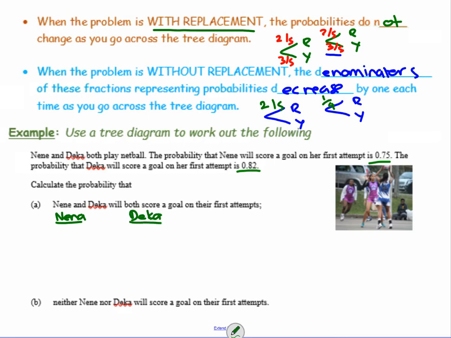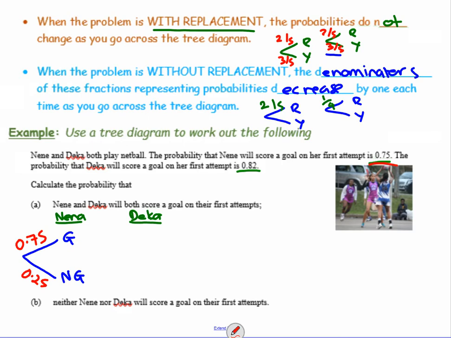So first event is Nina, second event is Dika, just because they happen to go in that order in the question. So the two options are that she gets the goal, and the other one is that she doesn't get the goal. So you can call it goal and non-goal, if you like, and you can put the probabilities on the diagram too. So they said 0.75 chance that Nina gets her first shot of goal, 0.75. So what must be the not goal for Nina? So these two must add up to 1. So this must be 0.25.